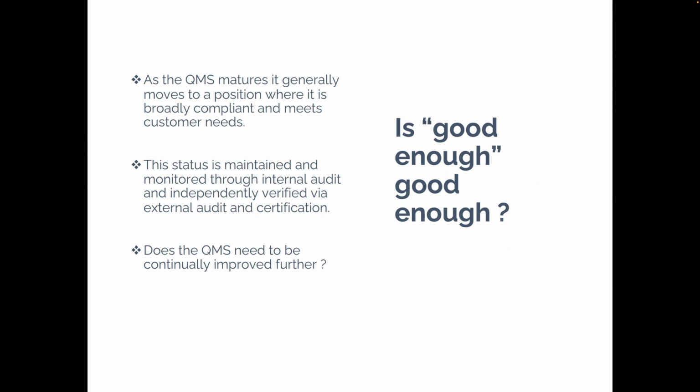Now, most quality systems, as they mature, generally move to a position where they're broadly compliant and they generally meet customer needs. And this status really is maintained by the internal audit and external audit systems. So with time, you inspect compliance into the system, and the audit observations and CAPAs generally move your quality system into a position where it is actually compliant. And obviously, your notified body that certifies your quality system will give you a lot of guidance and help to make sure you move your QMS into the right compliant level.